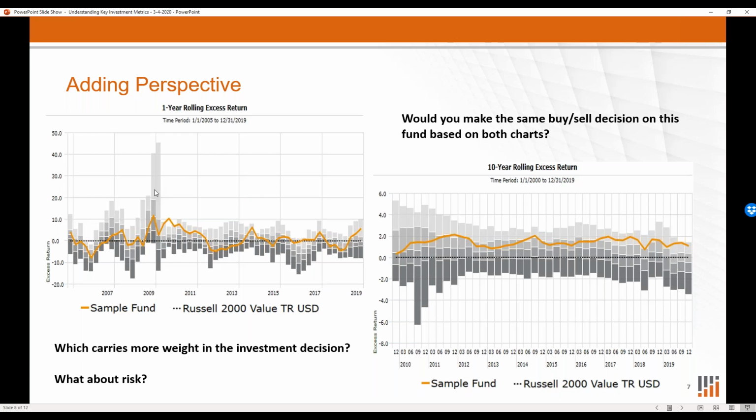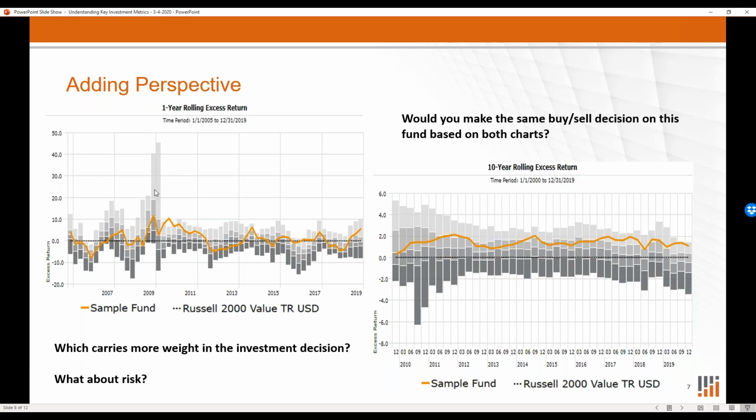We like the way, certainly, that this fund presents its long-term performance. It's not to say we would ignore the chart on the left, but it's an appropriation of weighting in our investment evaluation to the metrics and the time horizons that best align with the investment objective itself.